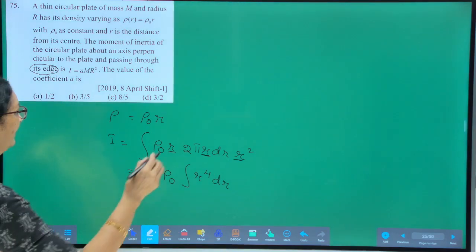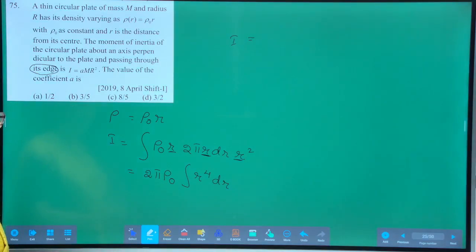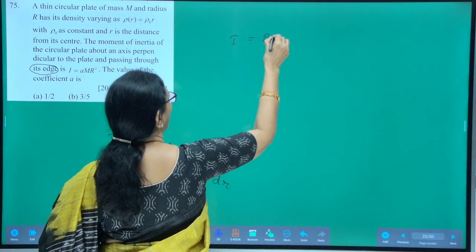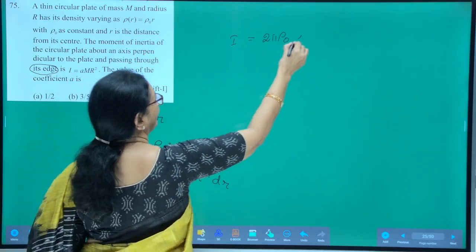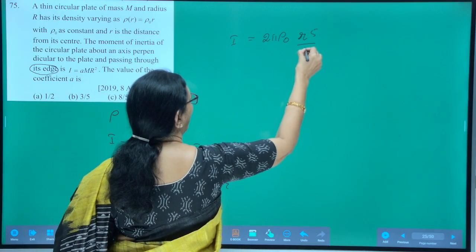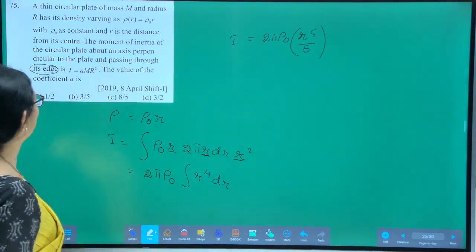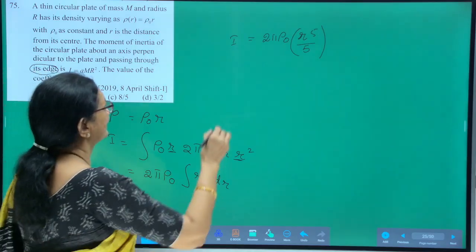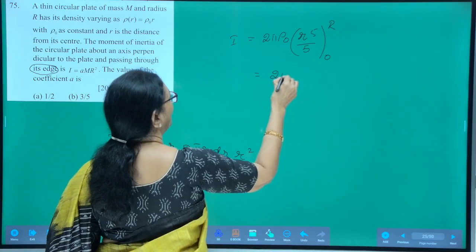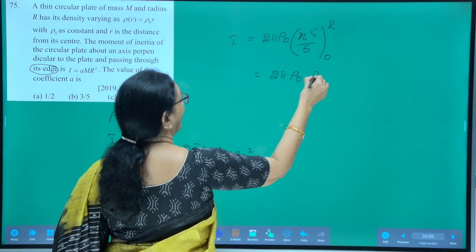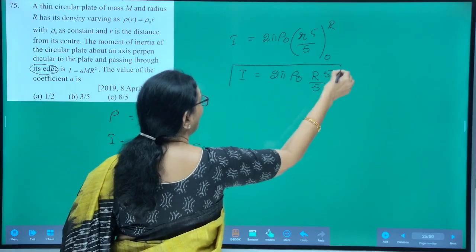Right. So, here I is equal to, as rho naught is a constant factor, 2 pi rho naught, r to the power of 5 by 5. Its integral is r to the power of 5 by 5. Limits are from 0 to, what is the radius? Radius is given as R. So, 0 to capital R. So, this is 2 pi rho naught R to the power of 5 by 5. That is the moment of inertia we got.